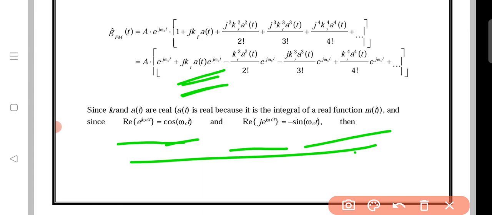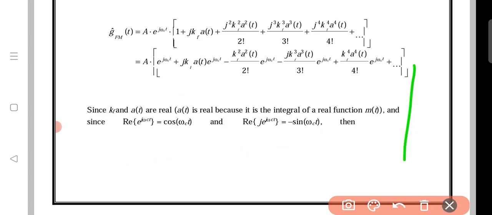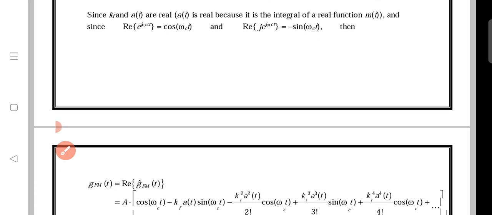What is the real part of e power j omega ct? It means cos omega ct, because we consider only real parts. And in the real part of j into e power j omega ct, j is present, so the real part of j into e power j omega ct gives minus sin terms. You just once again go through the mathematical expressions carefully, then only we clearly understand this.